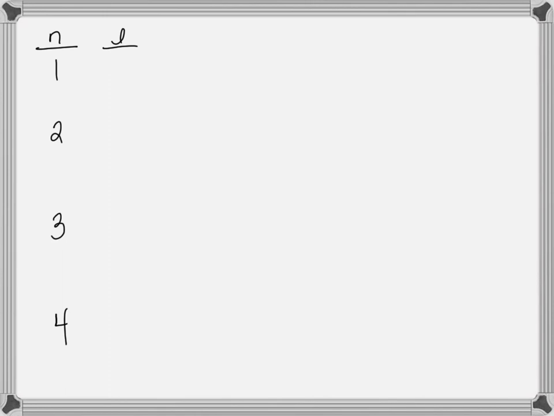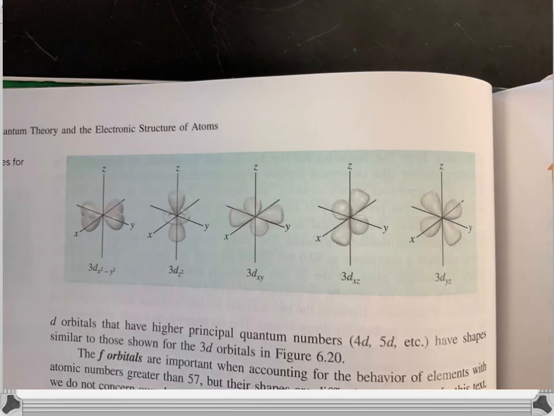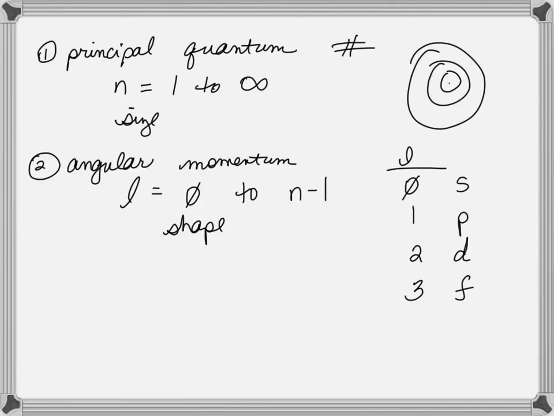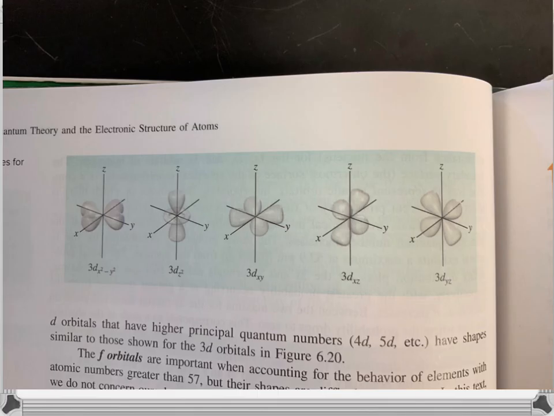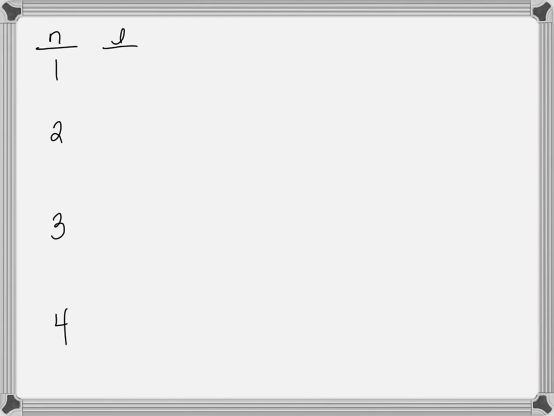What's the value of l? We said n can be from 1 to infinity. L can be anything from 0 up to n minus 1. So if n is 1, l can only be 0, because l is 0 up to n minus 1.